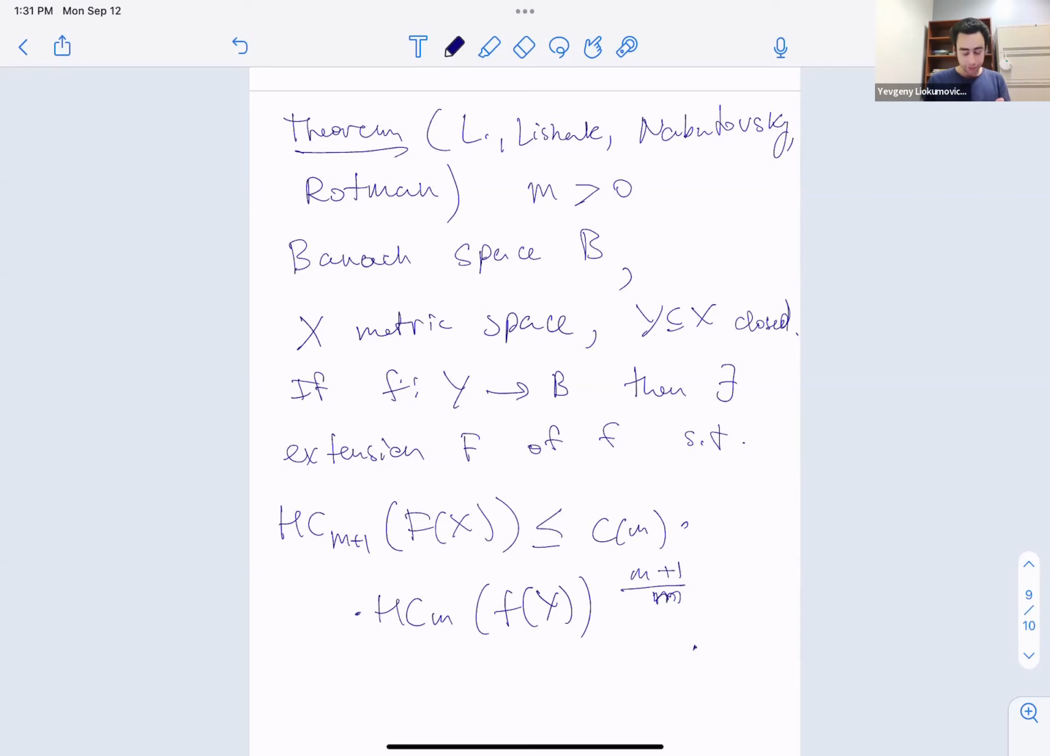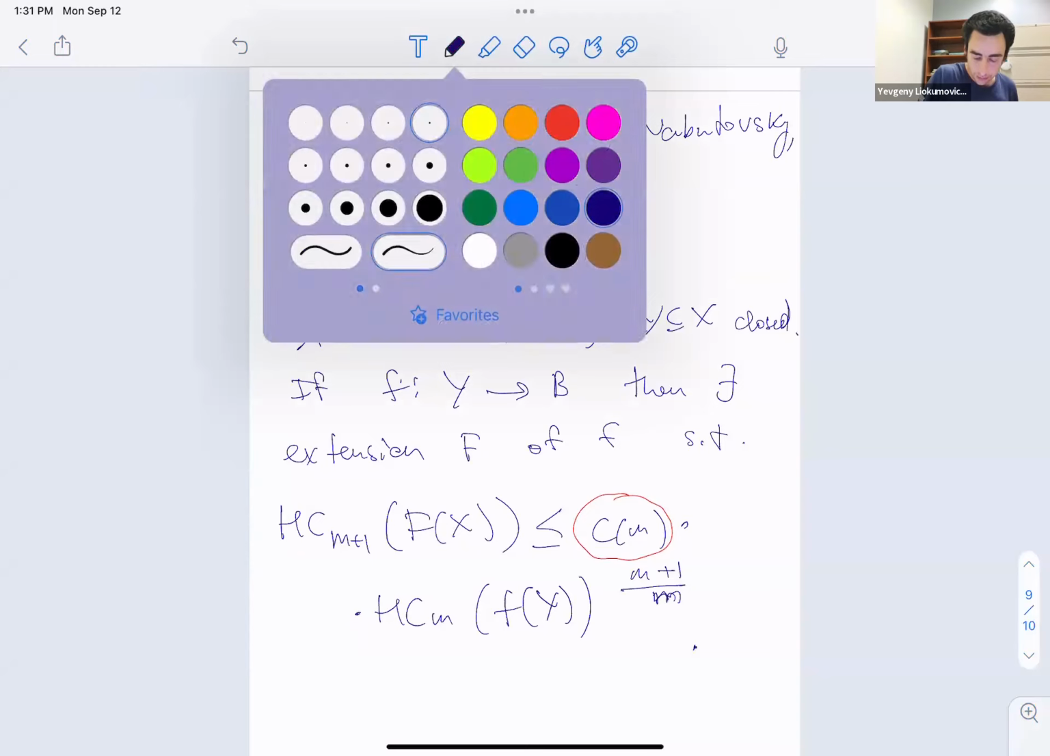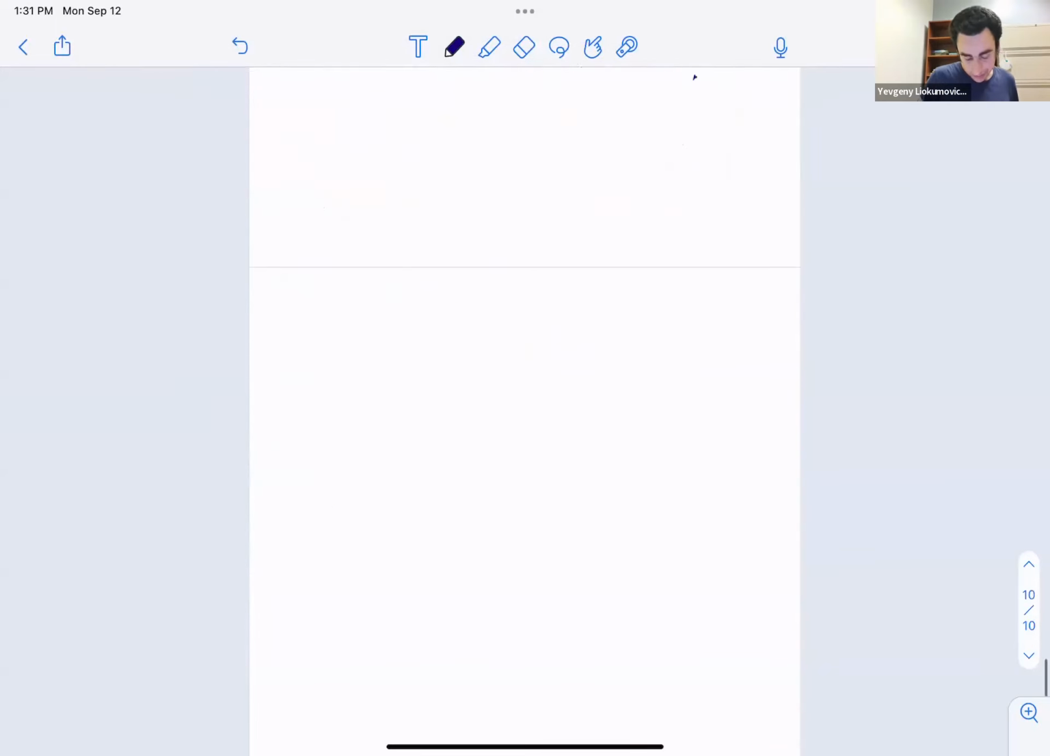This inequality is very interesting because it's very general, and another reason is that it's interesting to try to understand the sharp constant here. There's one specific case where this constant may be very simple. It may be just equal to 1.